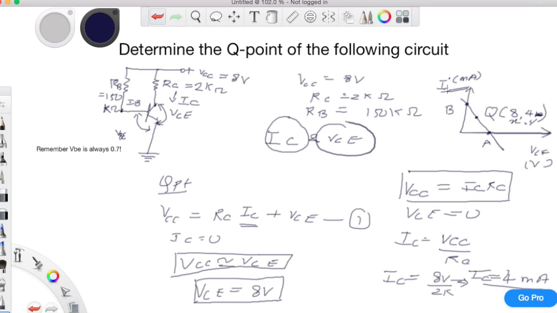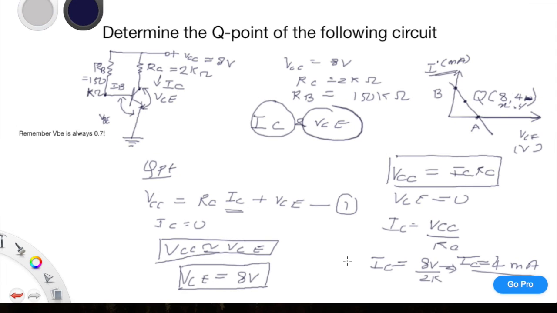I hope you have understood the concept of biasing circuits and how to determine a Q point. So in the next lecture, we'll be moving back to biasing circuits, and we'll be talking about the types of biasing circuits, how to analyze a biasing circuit and how to design a biasing circuit. So thank you.